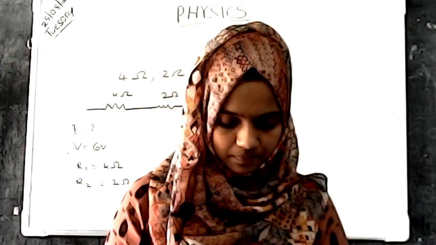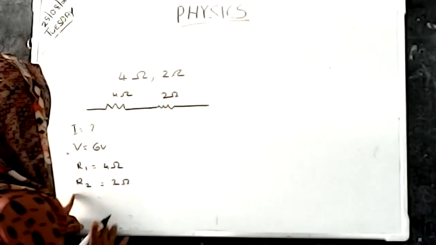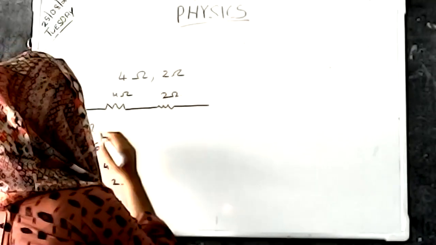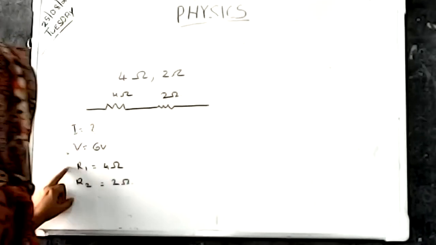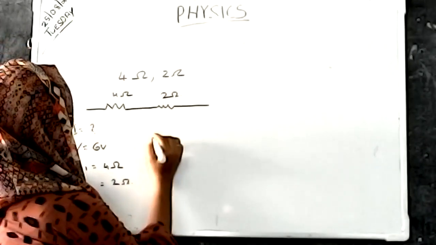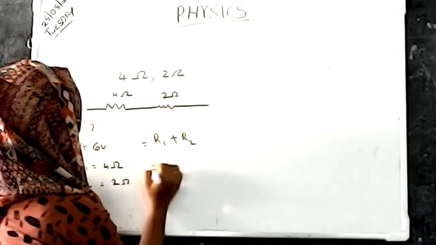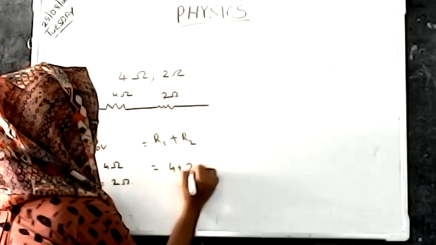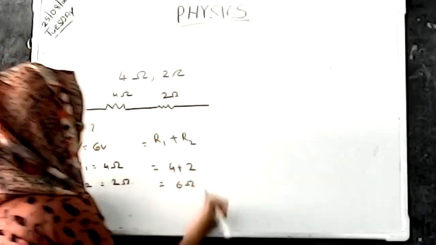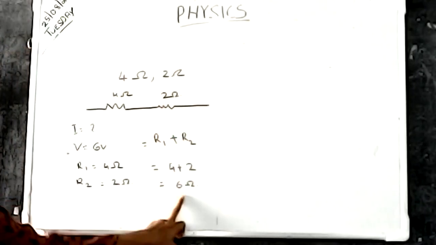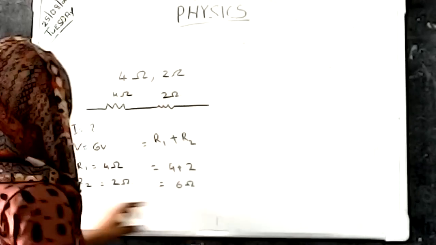So here we want to find the current. For this, we add R1 plus R2. So we get 4 plus 2 is equal to 6 ohm. Here we find the total resistance, that is 6 ohm.